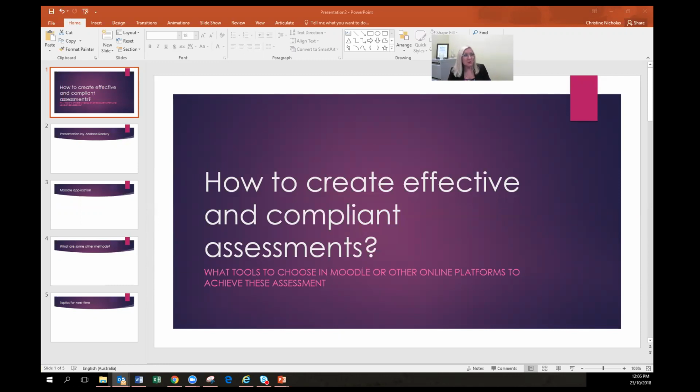Today we're going to be talking about how to create effective and compliant assessments and what tools to use in Moodle. Now, I think this is really high on topic at the moment. Most people have to do their TAE upgrade, and part of that is looking at how we can create effective and compliant assessments, because we really don't want to fall down in any audits, do we?